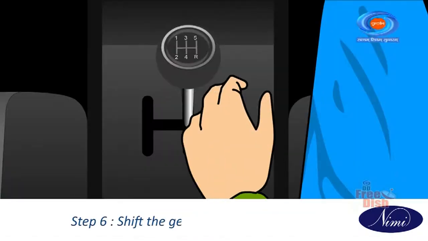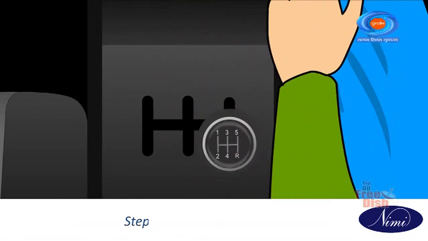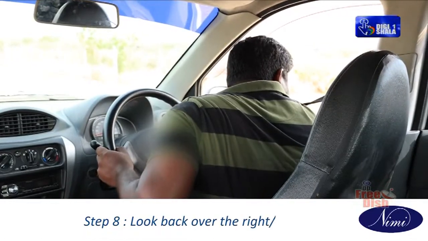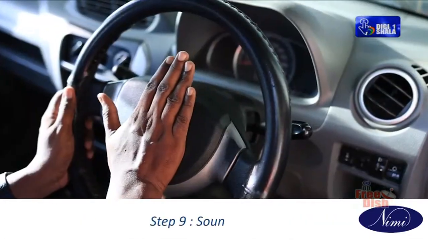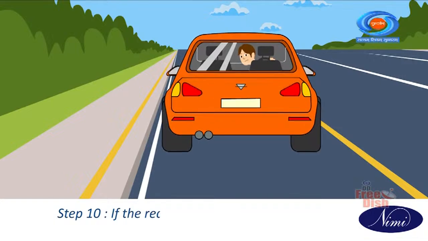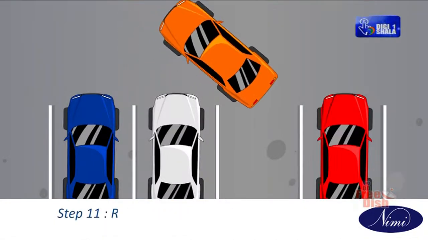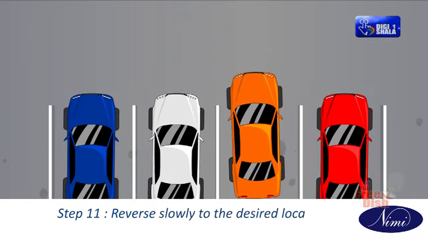Step 6. Shift the gear in the reverse position. Step 7. See the rear view mirror. Step 8. Look back over the right or left shoulder. Step 9. Sound the horn. Step 10. If the rear view is not clear, then take the help of others. Step 11. Reverse slowly to the desired location.